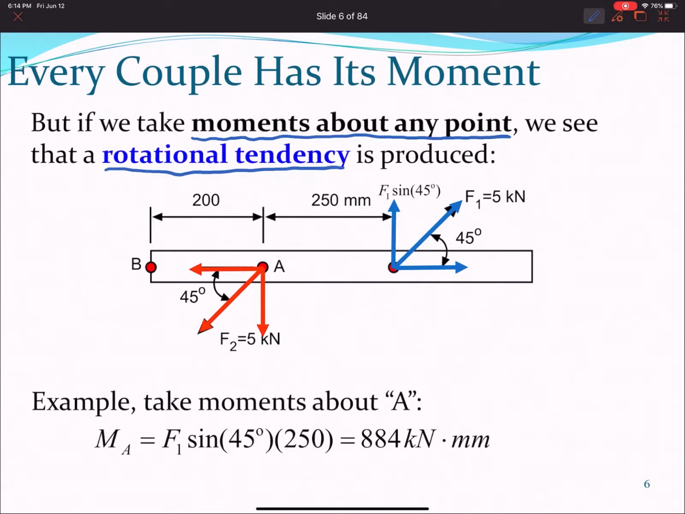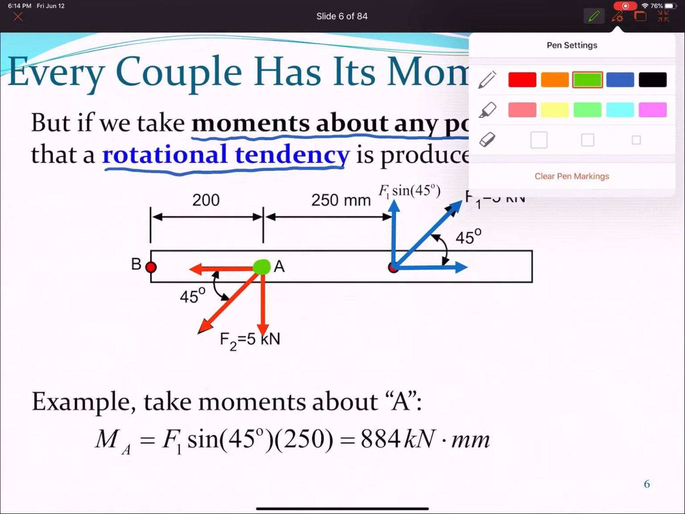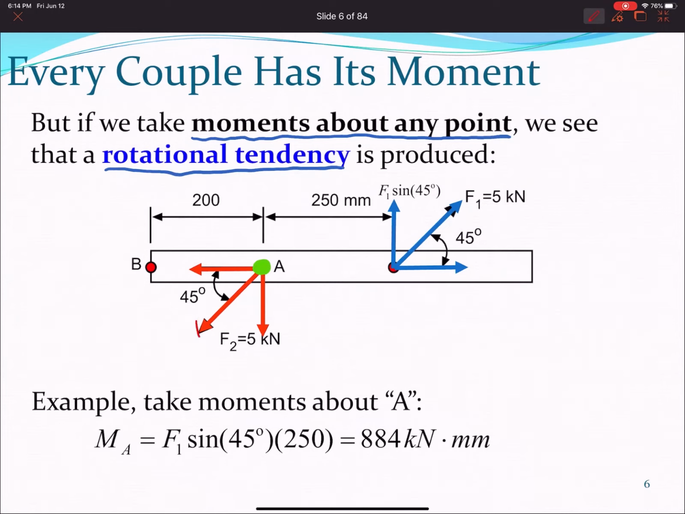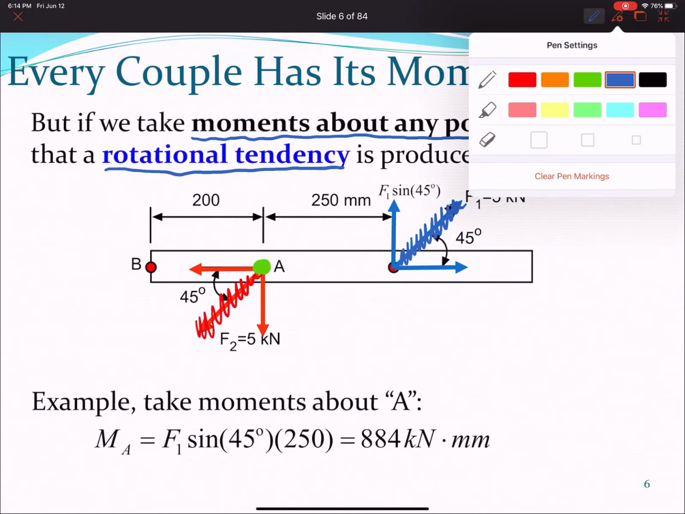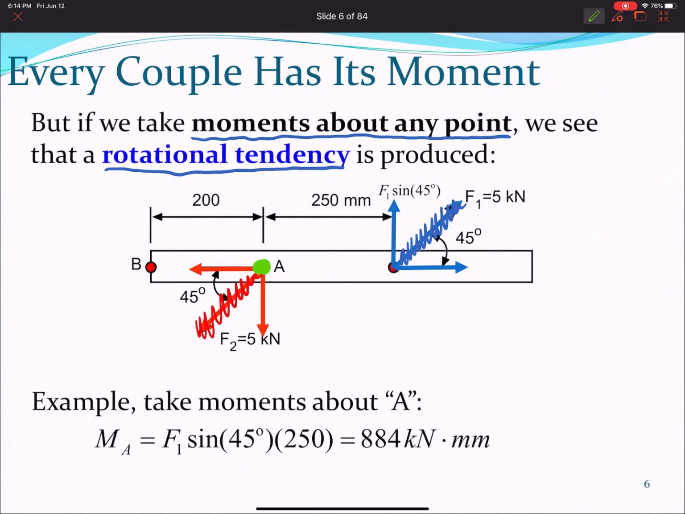So, for example, take moments about point A, right? Where is my point A? Let's do it in green. Let's take moments about point A. Remember, we don't have to worry about the original forces. They were broken down, so I'm just going to cross them here so we don't worry about them. And then we continue with our green color. We're going to add forces about point A.